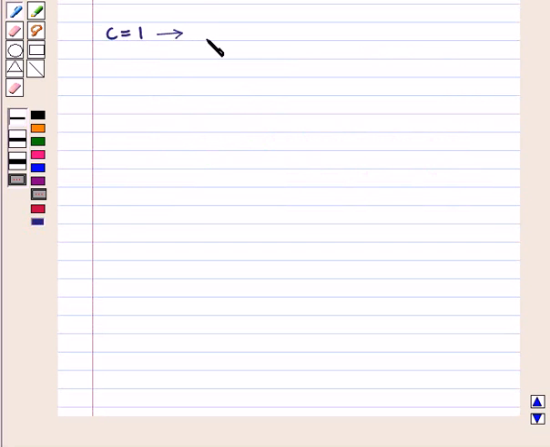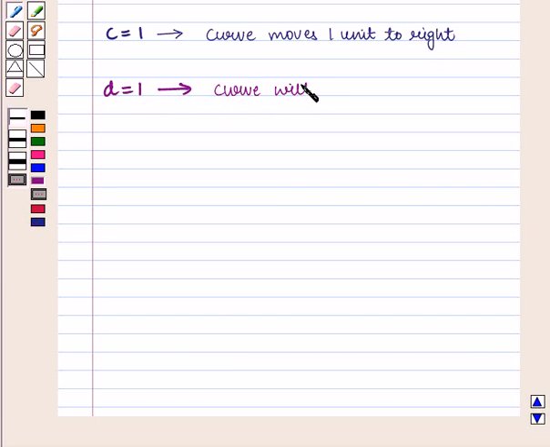C is equal to 1, so the curve moves 1 unit to the right. D is equal to 1, so the curve will move 1 unit up. Using these transformations, we will sketch the curve. Since we are not given any order of transformation, we stretch or compress the graph and reflect it first and later translate the curve.